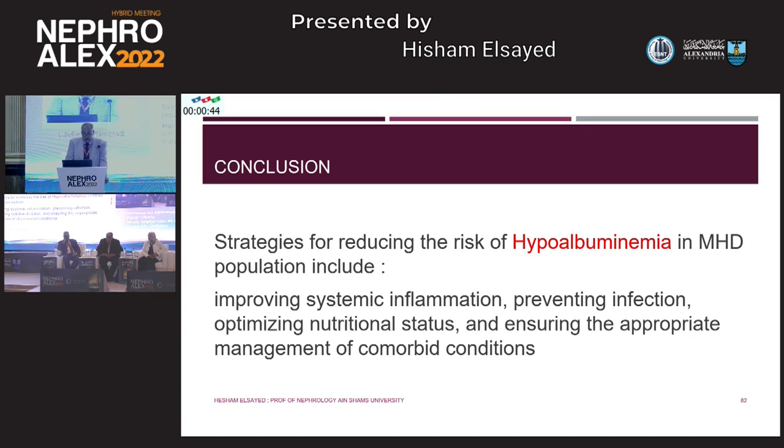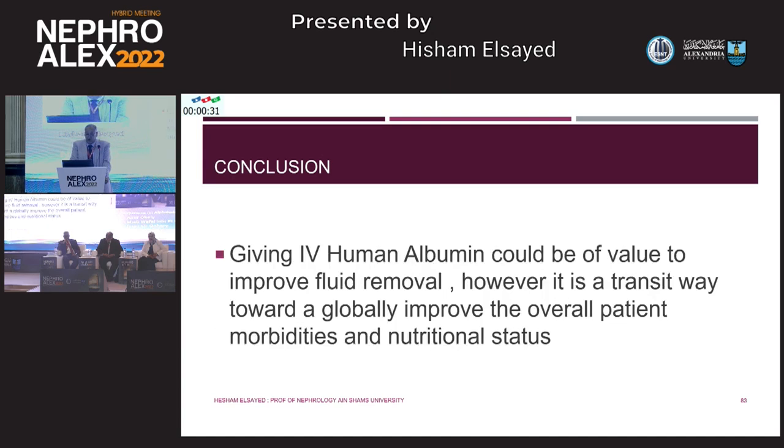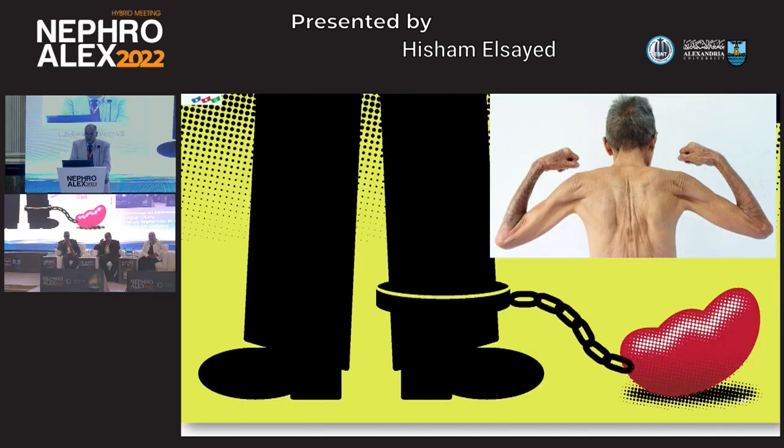The strategies for reducing hypoalbuminemia in the maintenance hemodialysis population include improving systemic inflammation, preventing infection, optimizing nutritional state, and ensuring appropriate management of comorbid conditions. Giving IV human albumin could be of value to improve fluid removal. However, it is a transient way toward a global improvement in the overall patient morbidity and nutritional status.